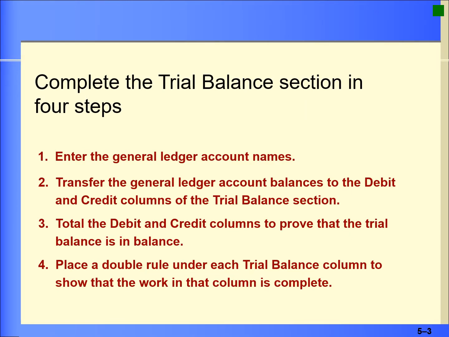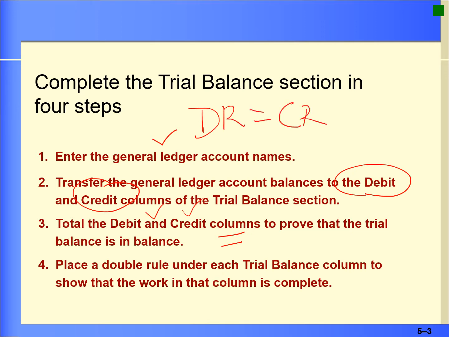So this slide just shows you the basic idea of doing a trial balance by telling you that you need to enter the certain account names and then put them in the appropriate debit or credit columns. You've got to total the debit and credit columns because you always have to make sure that they're equal. It says place a double rule under each of the trial balance totals. That's just petty bookkeeping stuff. The idea is that you want your debits to equal your credits.